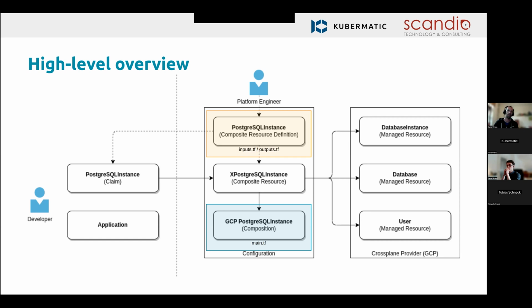The most important one is claims are namespace scope, while composite resources are cluster scope resources. This means that we can grant access to our own custom API at the namespace level rather than granting the developer access to some cluster scope resource. So we can introduce a real strong separation of concern here.